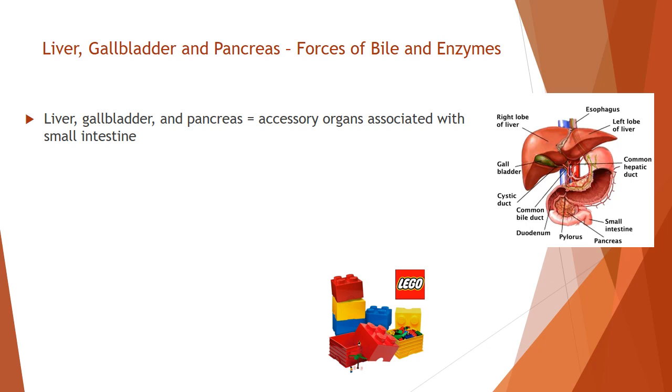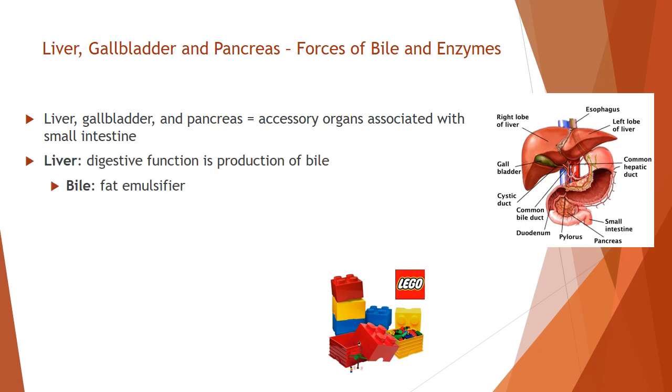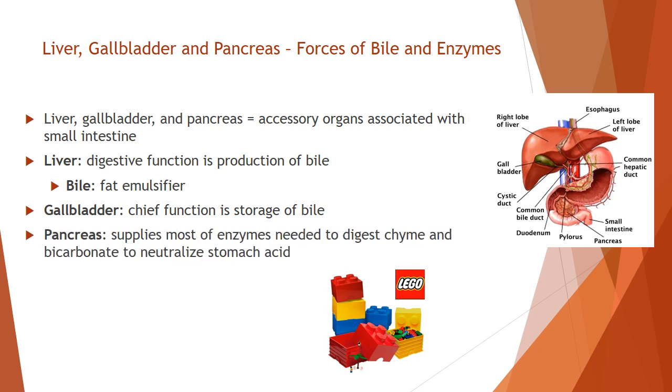So the liver, gallbladder, and pancreas are all accessory organs, and they have more connections with the liver than with the small intestines. One of the liver's main jobs is to make bile, and bile makes fats easier to deal with. The gallbladder stores bile, so it's a friend, and it makes sense that it's right hanging out near the liver. And then you have the pancreas. The pancreas has enzymes needed to break down chyme further, and it makes some bicarbonate that helps deal with the acidity from the stomach.